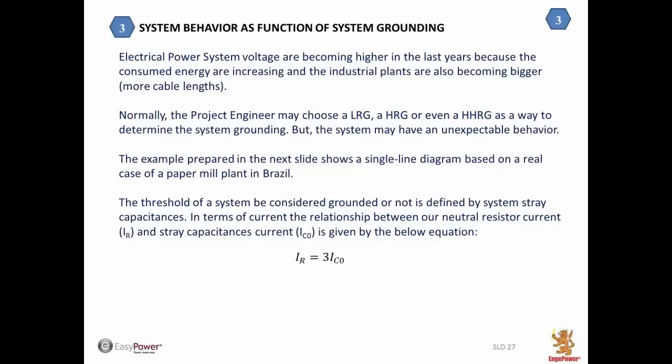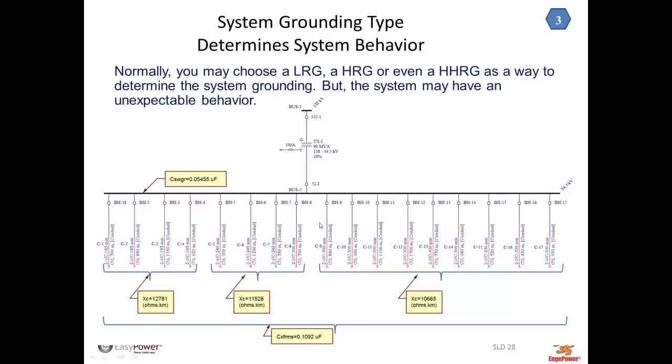But first, we have to understand that the threshold of a system being considered grounded or not is defined by the system stray capacitance. The meaning of that is, when we select a low resistance ground system, the resistor current shall be greater than or equal to 3 times the total charging current. This charging current is determined by the sum of all capacitance of this level of voltage. In this slide, we can see the system.